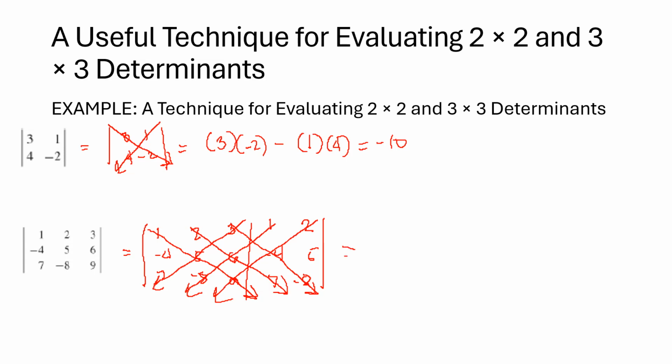So you have 45 plus 84 plus 96, minus 105 minus 48 minus 72, which is equal to 240.